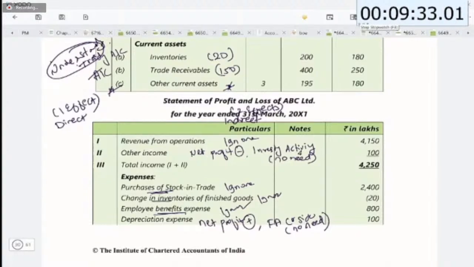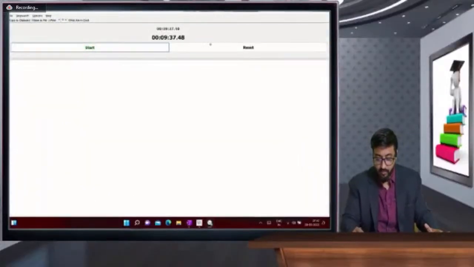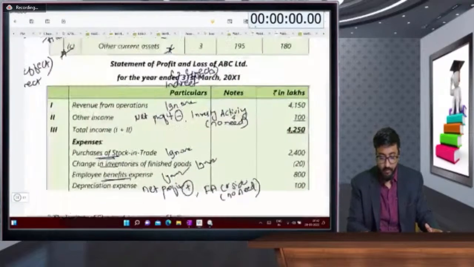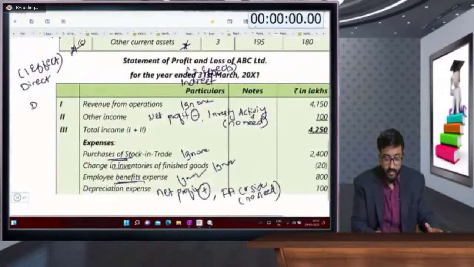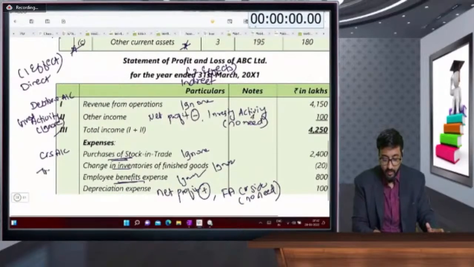Only the posting part completed, how will that work? Chalo, over. Maximum time is given, beta. Revenue from operations, you will write it in the debtors account by sales. Other income goes directly in the activity, investing activity. So ignore. Purchases: creditors account by purchases. Changes in inventory, we will write it in the trading account.